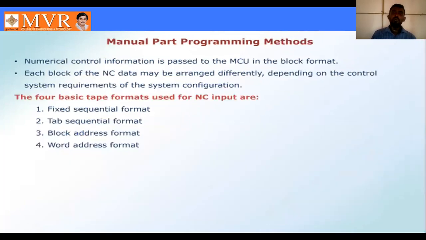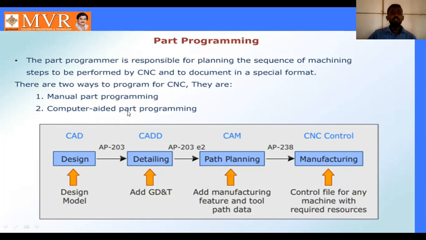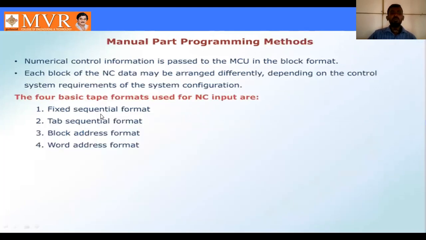Now, manual path programming methods. We can write the program in two ways: computer path programming, and next, manual path programming. In manual path programming methods, numerical control information is passed to the MCU, the machine control unit, in block format. It receives the numerical control program and then converts it into mechanical motion. That's why we use the MCU, in block format.